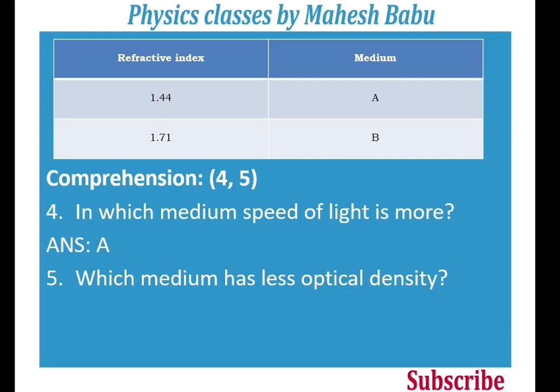Now which has less optical density? The medium which has less refractive index has less optical density. So here A has less refractive index, so it will have less optical density.